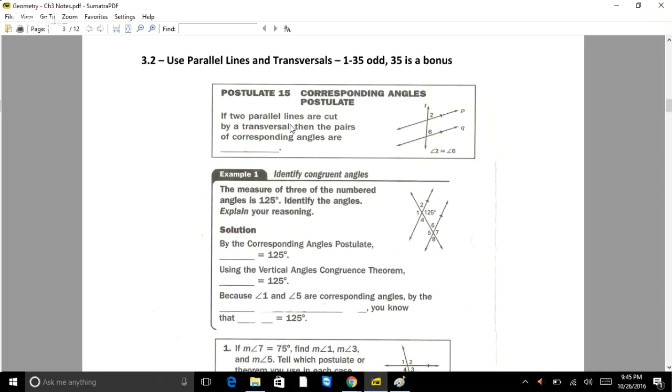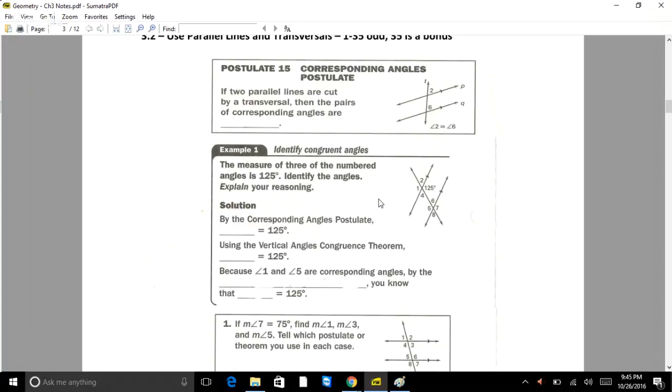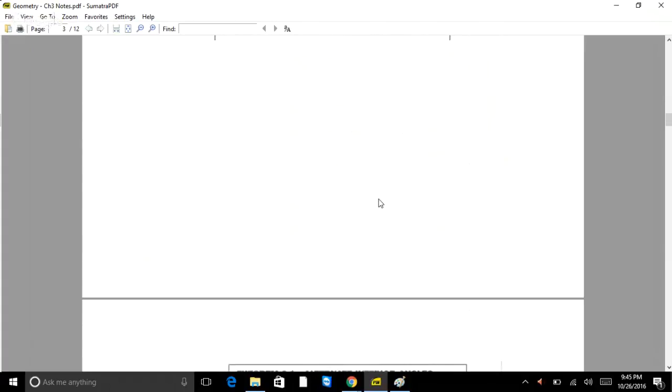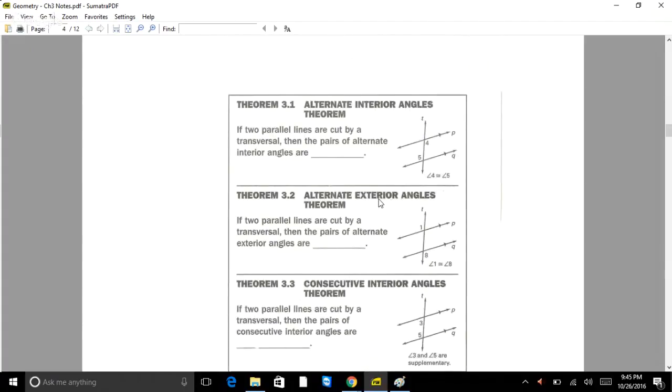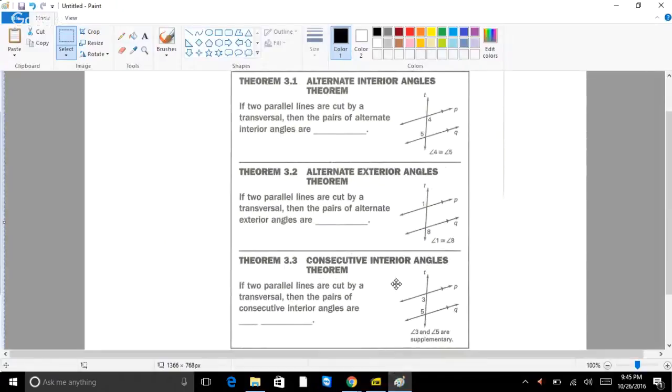So we spent time on Monday talking about this postulate and how it can help us solve for angles. We're going to talk today about 3 theorems that go along with other types of angles that we have. Let me switch over to Paint here. You're going to want to write these down on your postulate and theorem sheet that you get to use for the test. We'll call it your reference guide, right? So these are the 3 theorems.